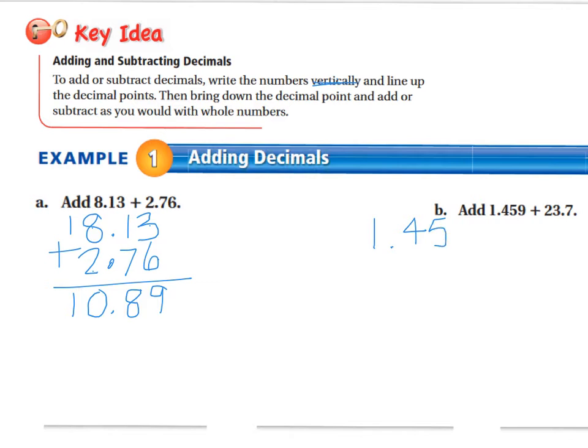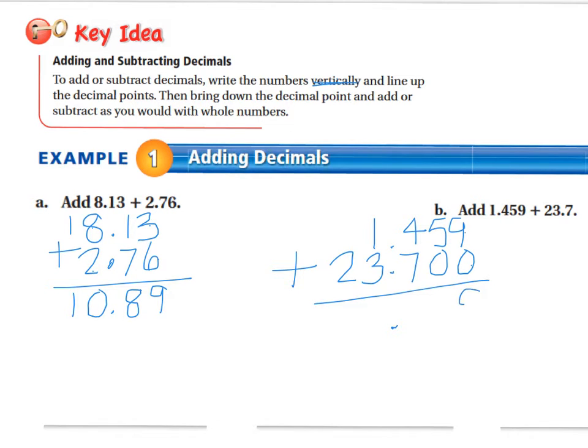Question B. Add 1.459 plus 23.7. 1.459, and lining up my decimal for the next one. 23 is to the left of the decimal, and 7 is to the right of the decimal. So that looks a little bit unfamiliar to us because we have some open spaces here. When you have open spaces, we can put zeros in there as placeholders so that we have the same number of numbers to the right of the decimal. And now we can add as usual, bringing down the decimal straight down.